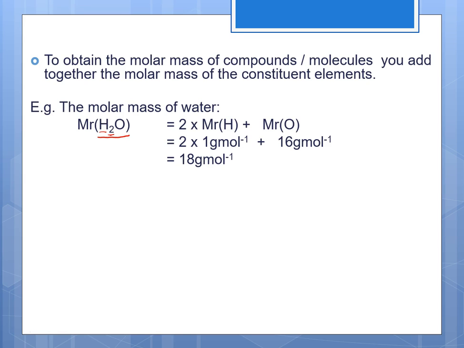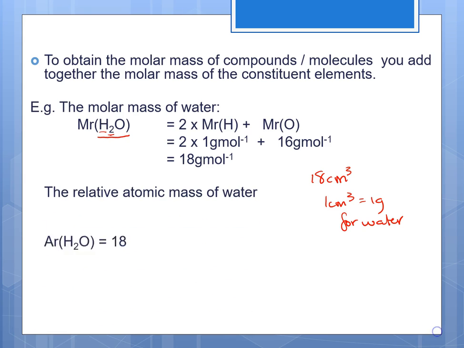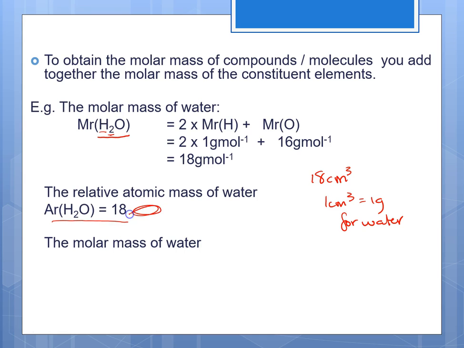If we were to weigh out 18 grams of water, which would be 18 centimeters cubed, because 1 centimeter cubed is equal to 1 gram for water, then it would contain 1 mole, or 6.02 times 10 to the 23 molecules of water. We can see that this is exactly the same as the relative atomic mass of water, just no unit on this one here.